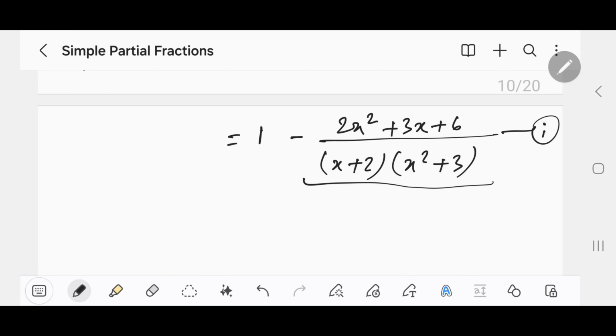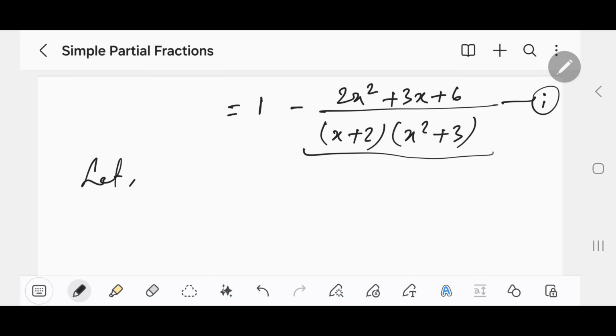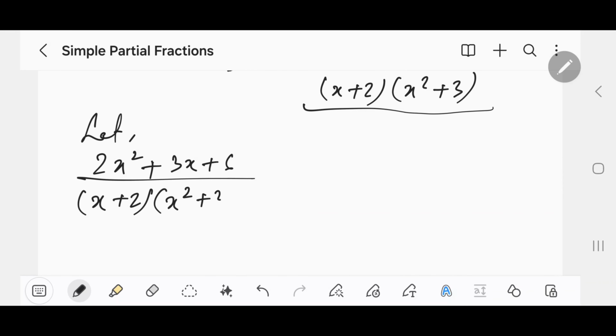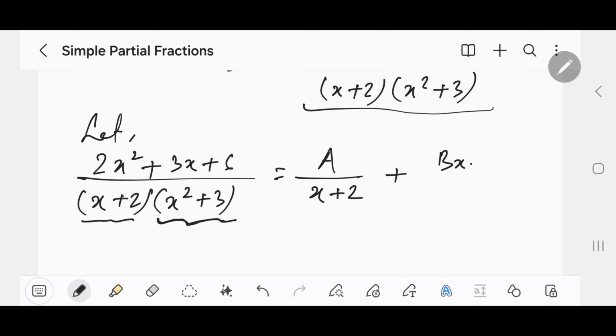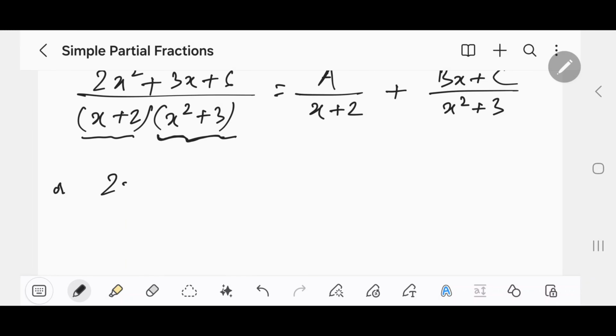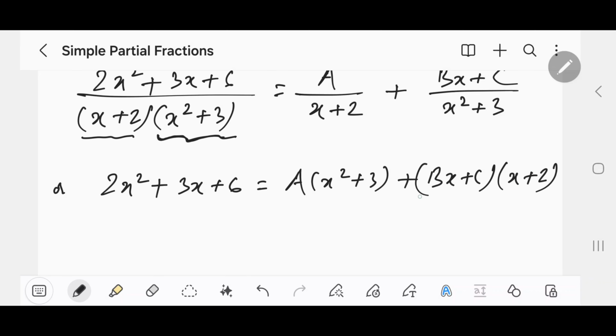Now we can get the simple partial fraction of this expression. So let (2x² + 3x + 6) by (x + 2) times (x² + 3) equal to, x + 2 is a linear factor. The corresponding partial fraction of x + 2 will be a by (x + 2). x² + 3 is a quadratic factor, right? So the simple partial fraction related to x² + 3 can be supposed to be (bx + c) by (x² + 3). Let's take LCM and simplify. We get 2x² + 3x + 6 equals a times (x² + 3) plus (bx + c) times (x + 2).